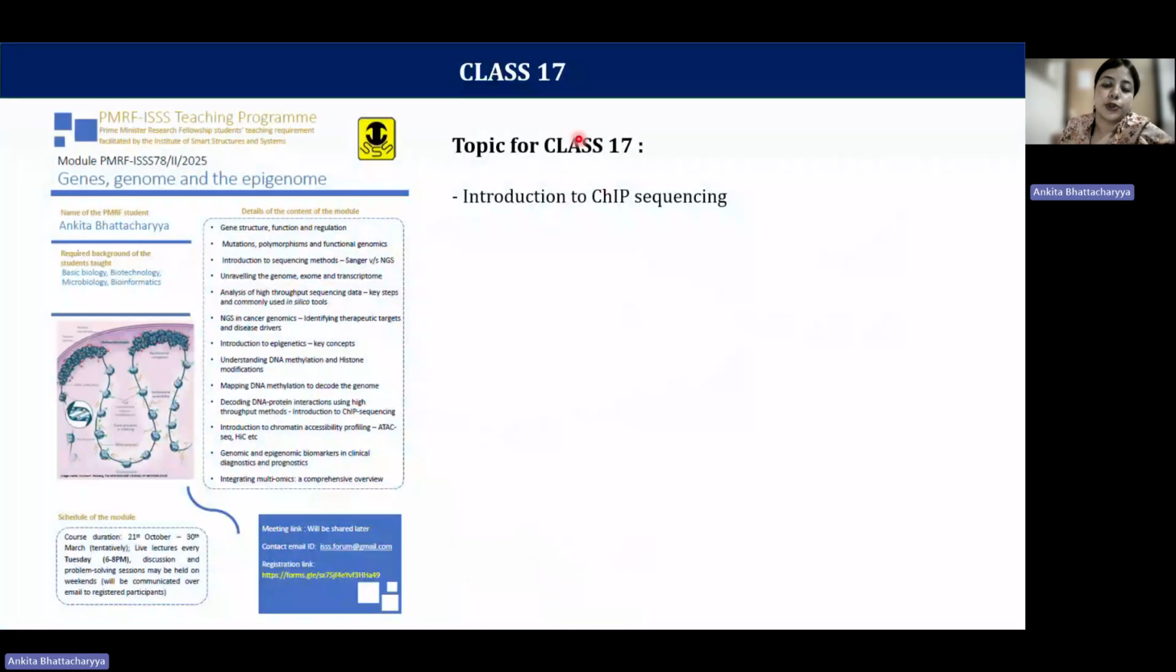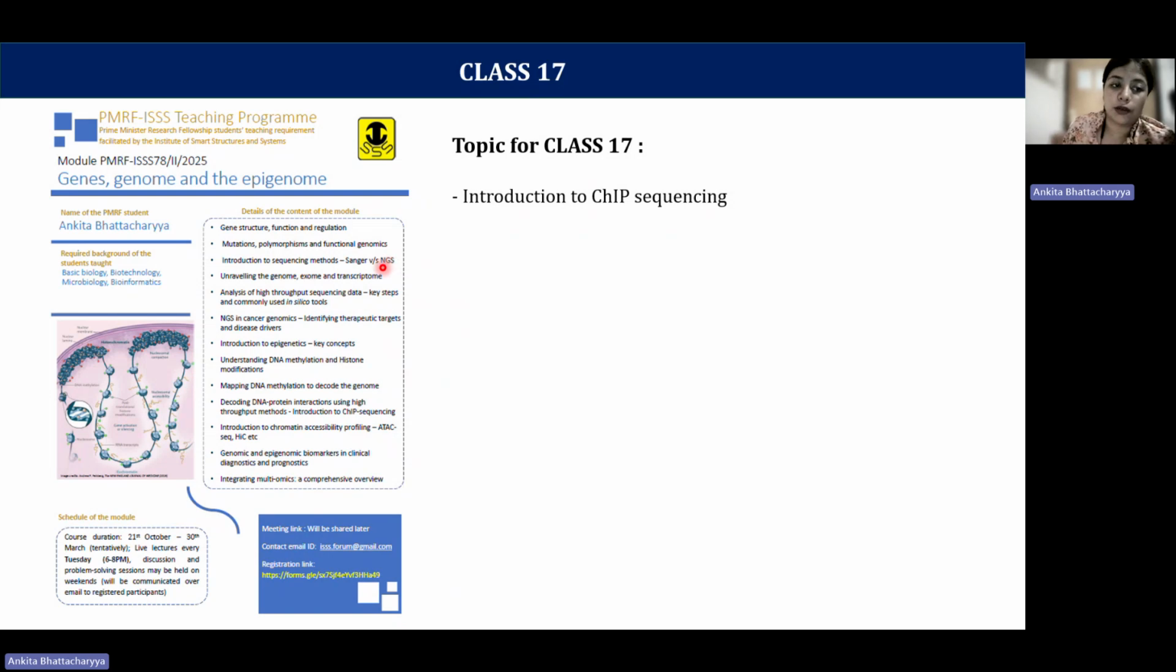We had introduced the ChIP sequencing technique, and just to inform everybody, we will be having an examination of the topics that have been covered since the first exam. If you remember, we had covered gene structure, function, regulation, mutations, polymorphisms, functional genomics, and an introduction to sequencing methods up to Sanger sequencing in the previous class.